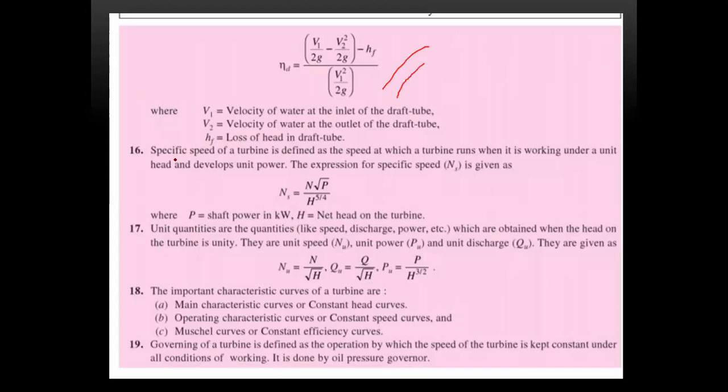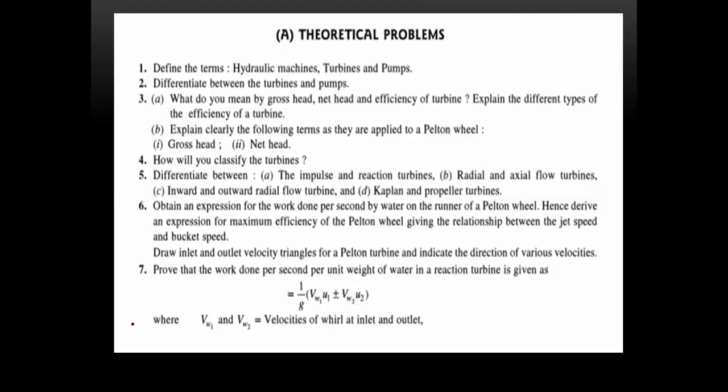The specific speed formula is defined as so and so. ఇవన్నీ మీకు ప్రాక్టీస్ కోసము, ప్రాబ్లమ్స్ ప్రాక్టీస్ చేసుకోవడానికి మీకు హైలైట్స్ లాగా చూపిస్తున్నాను. The unit quantities, the important characteristics, main operating characteristics, constant velocity, governing of turbines and so on. Then what are the important questions అంటే ఎలా వస్తాయి?